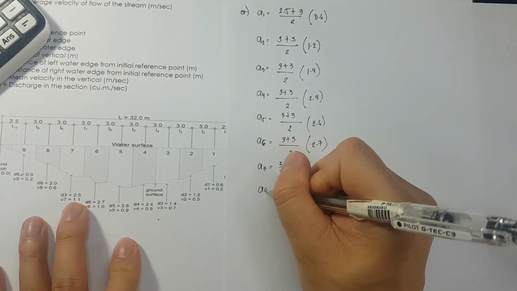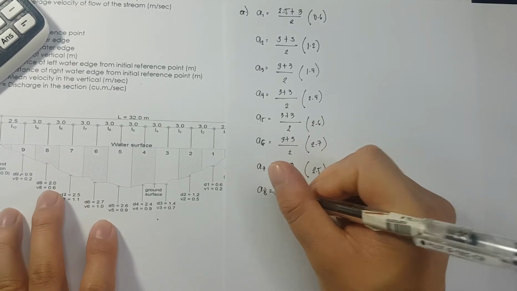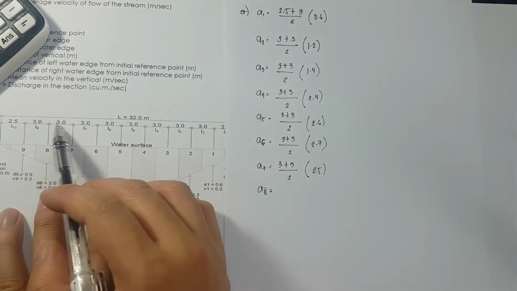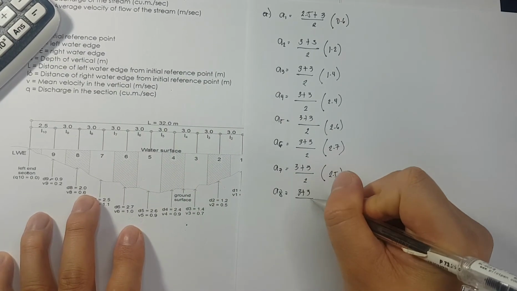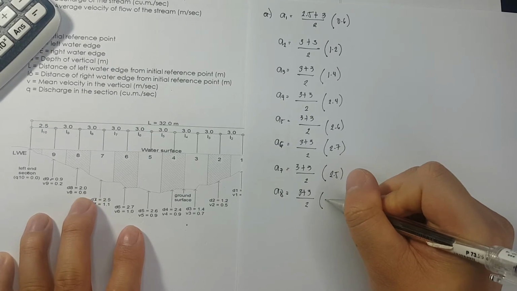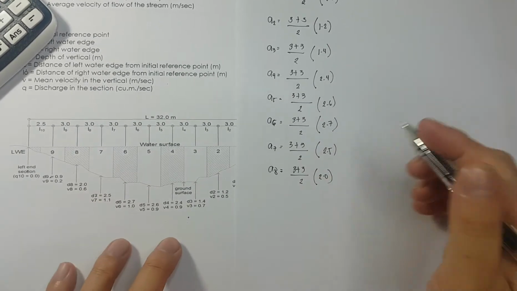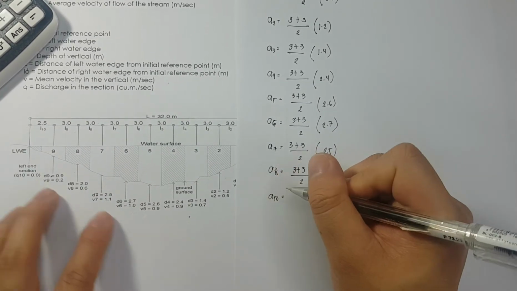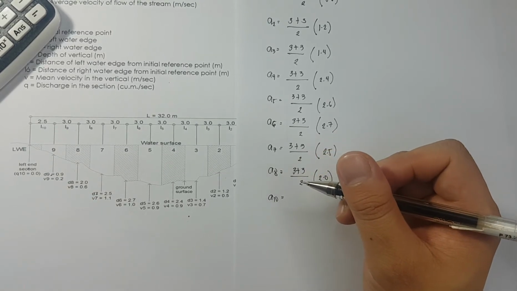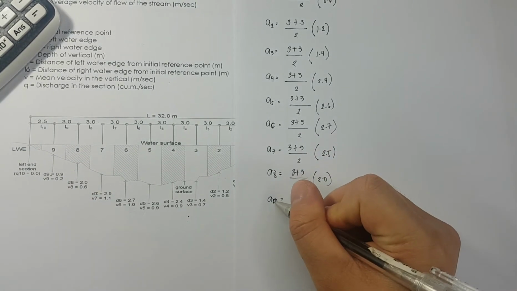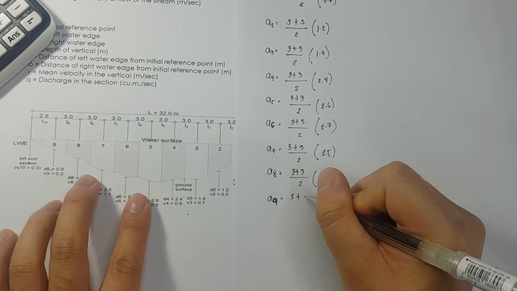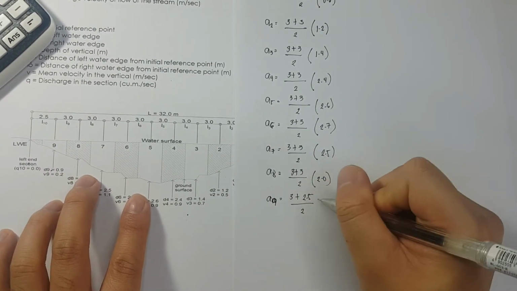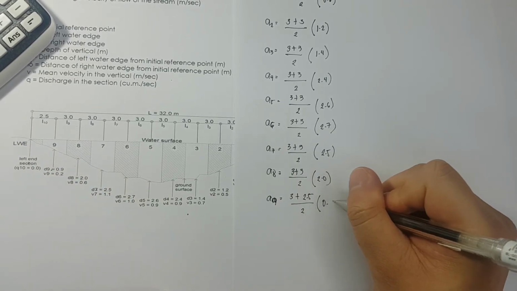Then area 8, we have half of 3 and half of 3. So that is 3 plus 3 over 2 times the depth of 2.0. Then we have area 9, we have half of 3 plus half of 2.5 divided by 2 times a depth of 0.9.